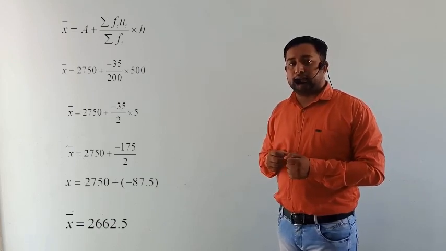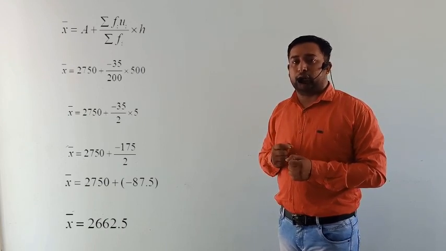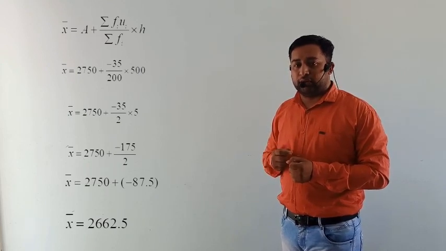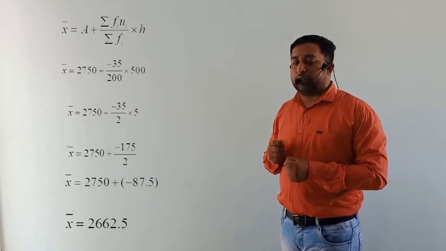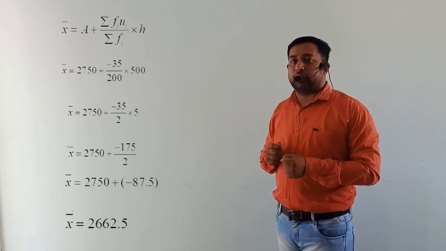So 2750 plus minus 87.5. Subtracting 87.5 from 2750 will give you 2662.5. Your x bar will be 2662.5. So here in question number 3, you have to find your mean as well as mode.